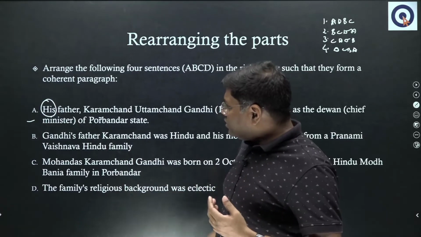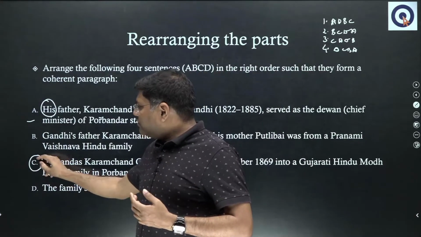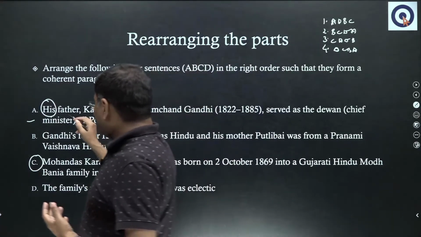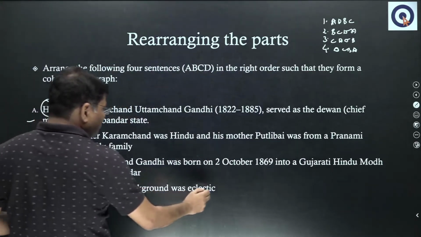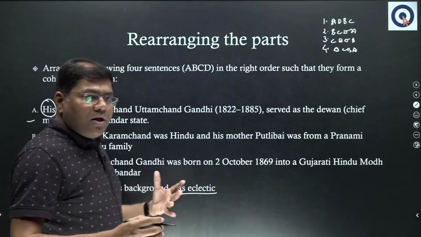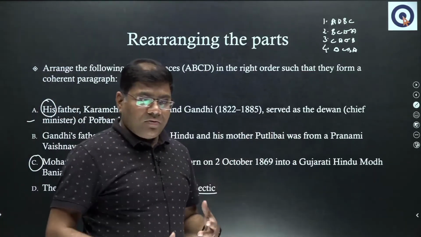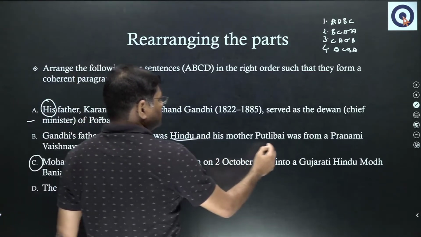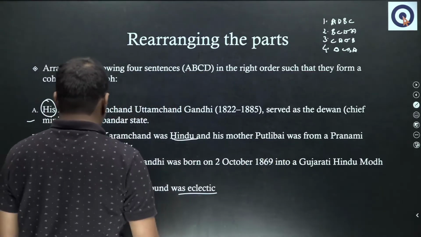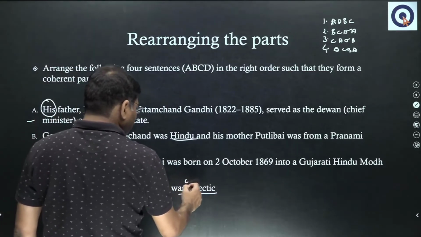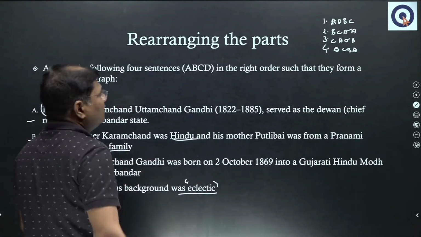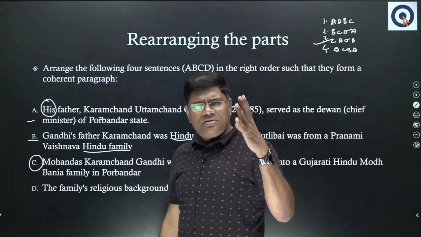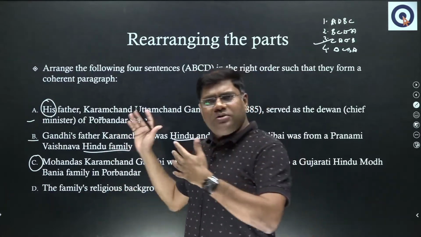So here you will find that C is likely to open the paragraph because it introduces Mahatma Gandhi, and then after that you go to his father, and then you say that the family's religious background was eclectic. Eclectic basically means broad. So his father was Hindu and his mother was from a Pranami Vaishnava Hindu family. So you say that the background was eclectic, and then you explain how it was eclectic. So B will come at the end. So 3 becomes the right answer. I'm just giving you a brief introduction about how these questions come.